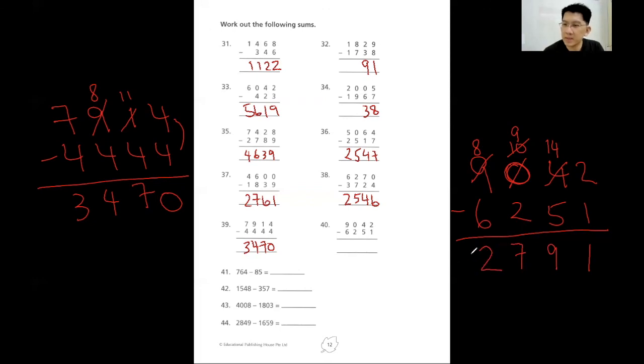Okay, so that is it. That is the answer for number 40. 9,042 minus 6,251 is 2,791. So that is the answer for number 40.